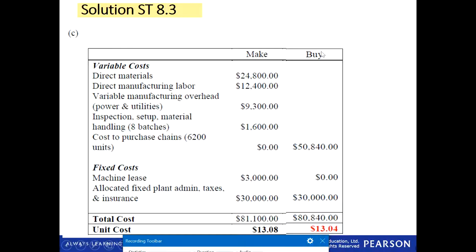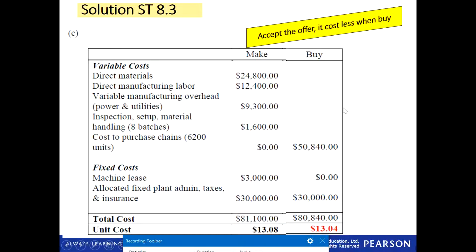Now if you want to buy it, this is the cost. If you make it, this is the cost. Again, here we are going to decide solely based on this number. Although there is a small difference, this costs us less. So we should accept the offer because it costs less when we buy the product. Okay, so this is the end of this question.